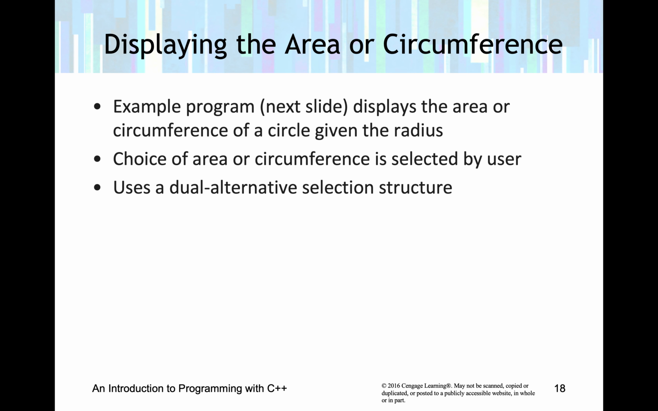Displaying the area or circumference. Okay, so the circumference of a circle is, if you have a circle, we have the area or the circumference. The area of a circle would be all the inside part of the circle, and the circumference is if you walk around the circle, how far is that?